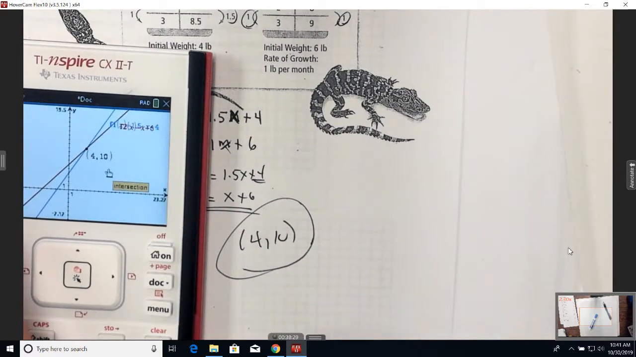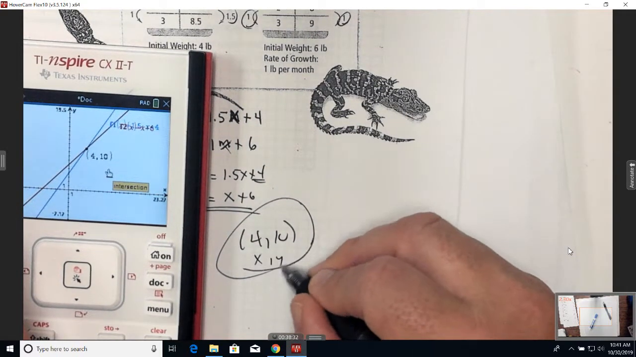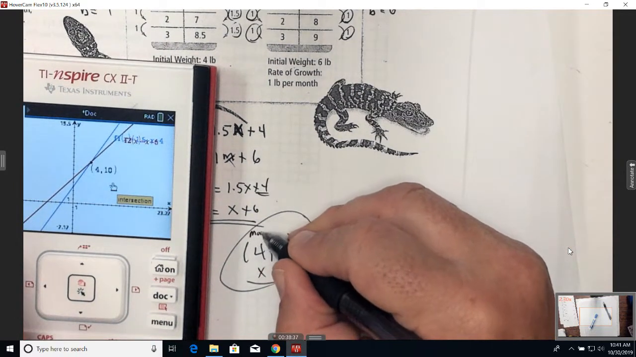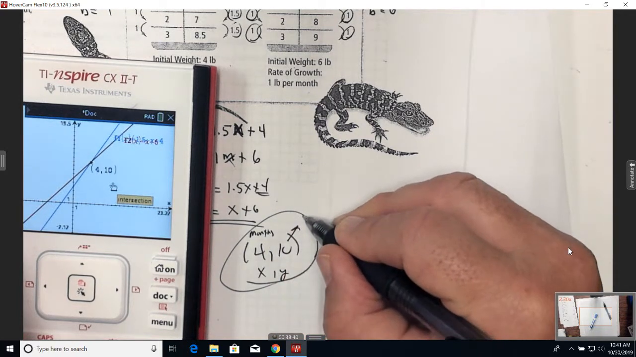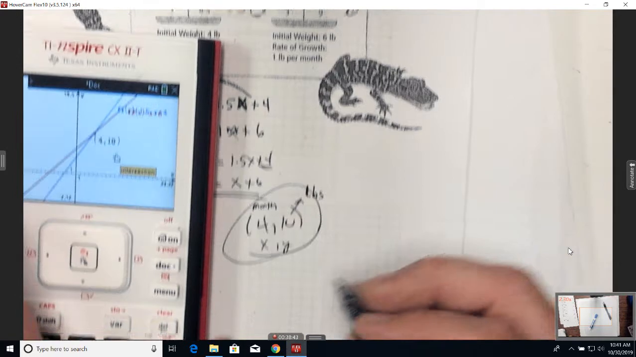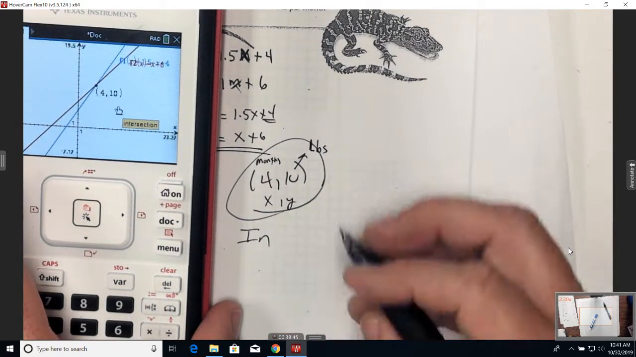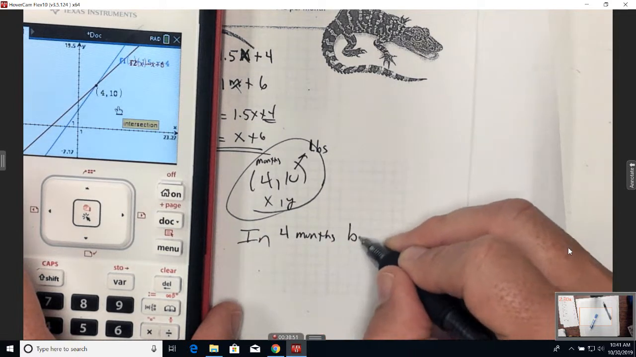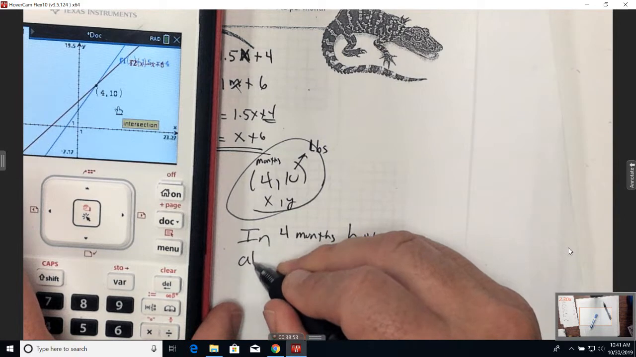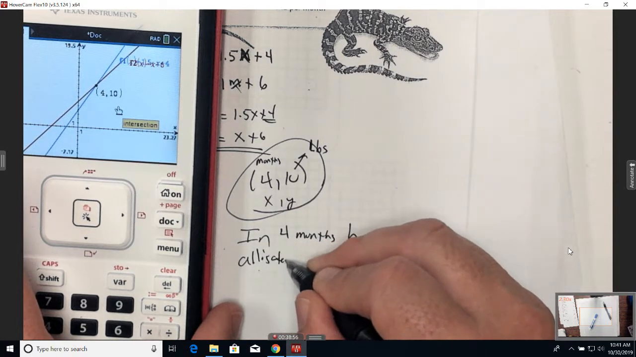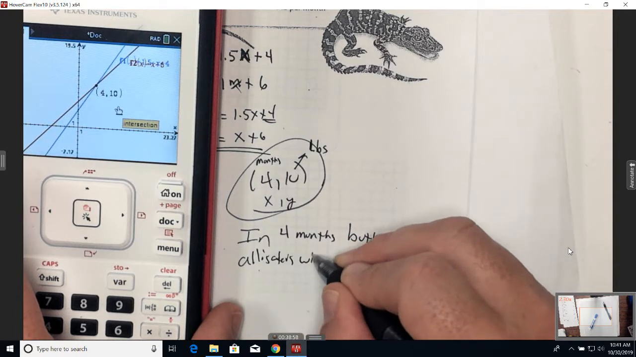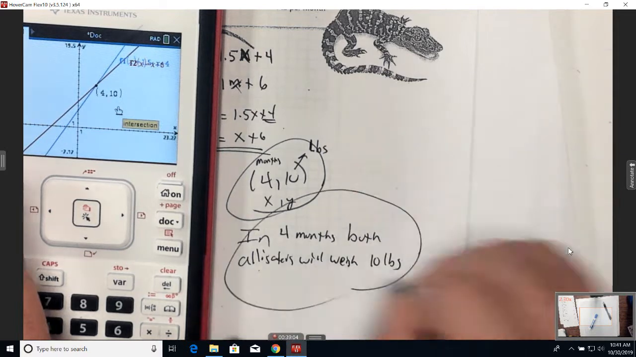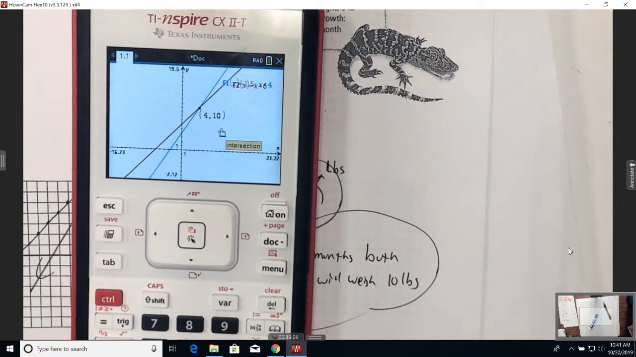No. What does this mean in the real world? This is x, this is y. What did x mean as it relates to this problem? That's time in months. What was y? The weight in what? Pounds. So you have to put that in words. Your answer will be in words here. In 4 months, both alligators will weigh 10 pounds.